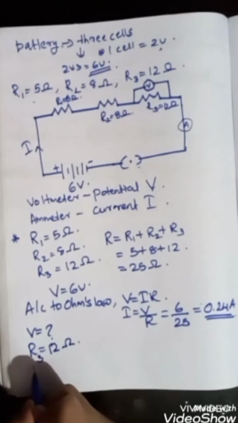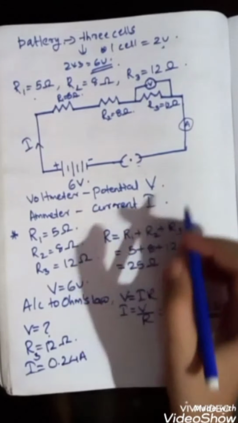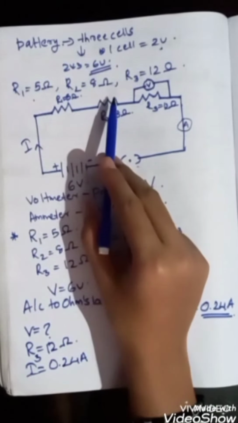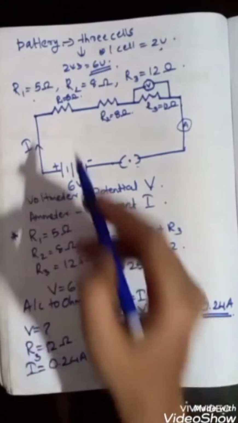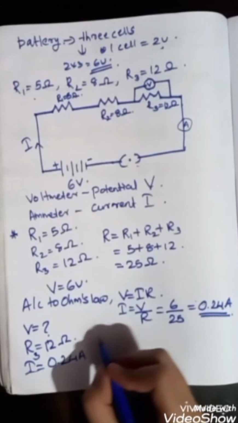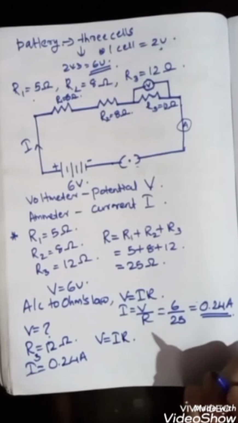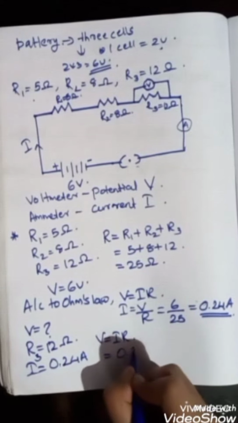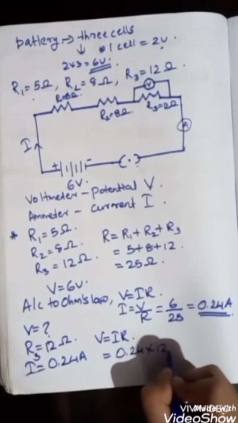Then we know the current. The current is equal to 0.24 because here the current is the same through R1, R2 and R3. So the current I is equal to 0.24 ampere here. According to Ohm's law, V is equal to I into R. I is equal to 0.24 into R, which is equal to 12 ohm.